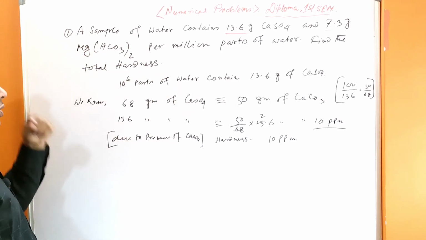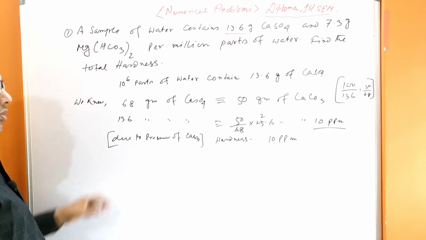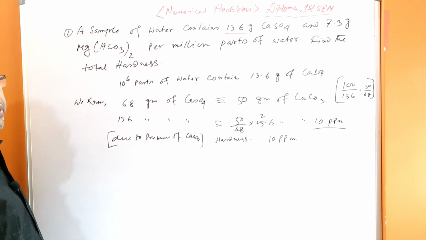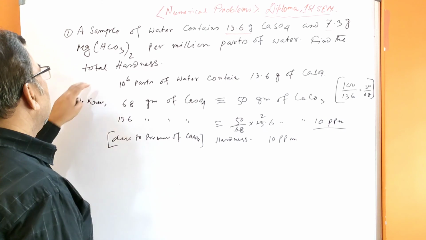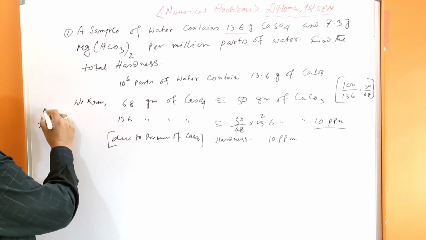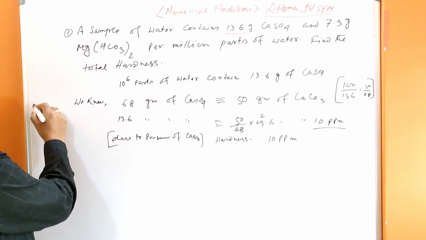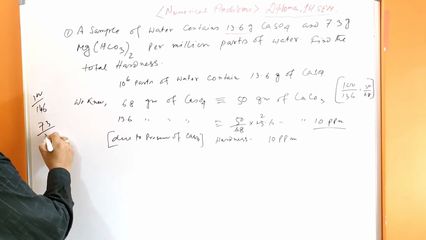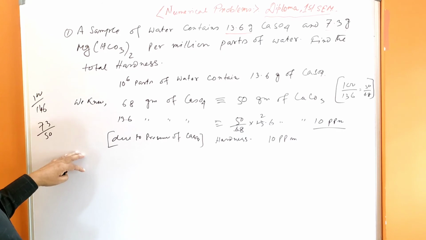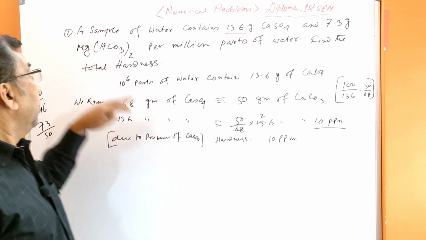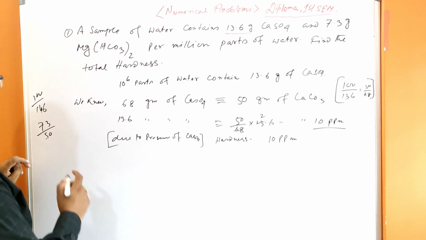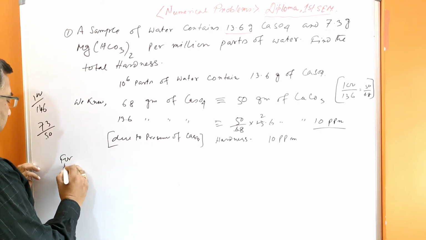How much? 7.3 gram. The molecular weight of magnesium bicarbonate you have done earlier in the table, and you have to convert it with the conversion factor for equivalent to calcium carbonate. So in the 73 gram, or 146, 100 by 146, or 50 by 73, in this way. That means the same thing, 10 to the power 6 parts of water contain 7.3 gram of magnesium bicarbonate.